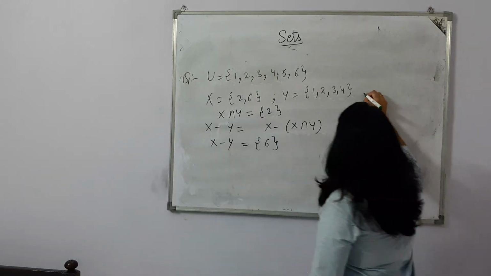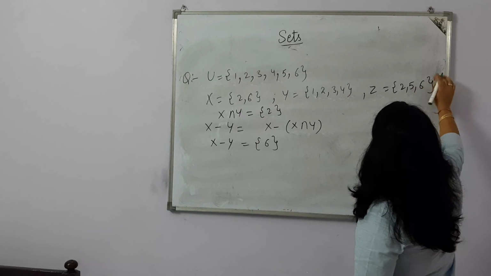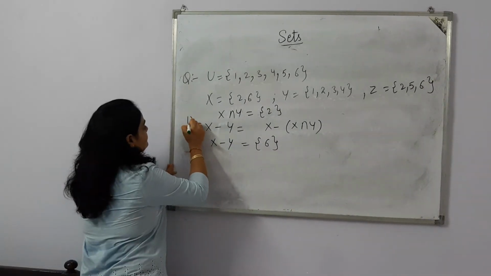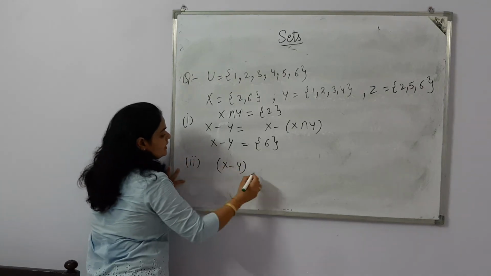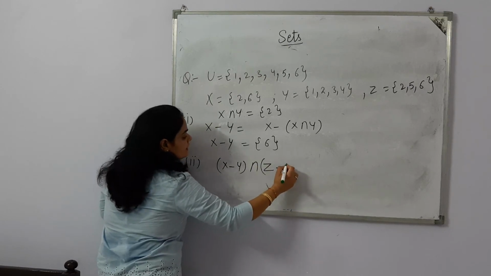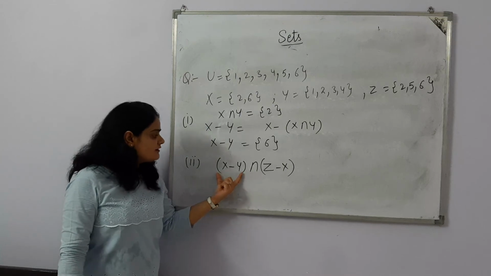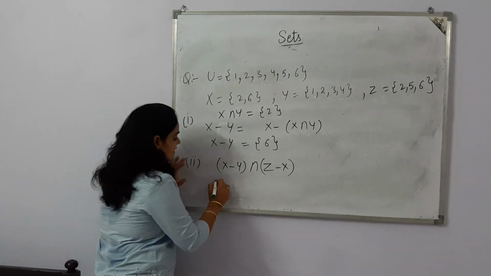If we have the third set Z: 2, 5 and 6. Now if we have another part, X minus Y intersection Z minus X. Okay. If we want to find this, first of all we'll find X minus Y, then Z minus X. X minus Y we have already found. Now we'll find Z minus X.